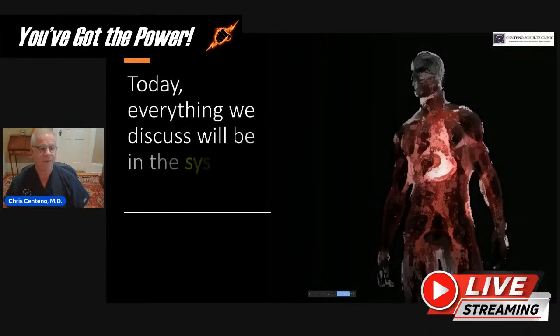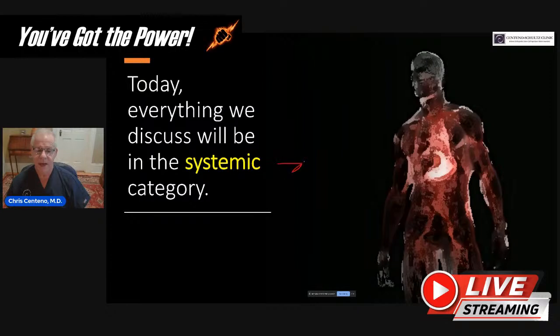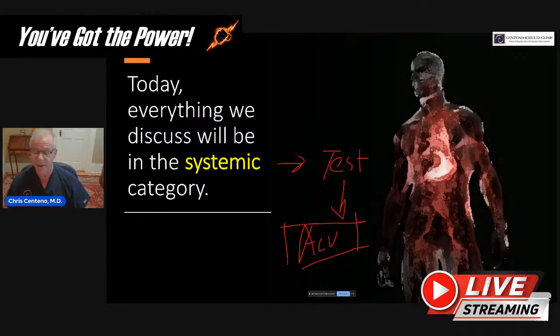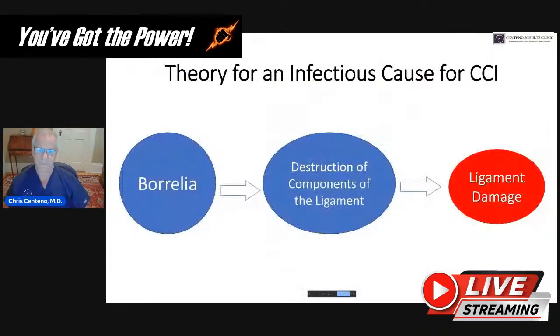So again, today everything we'll be discussing is in this systemic category, where making a diagnosis is reliant on a test result, and hence the accuracy of that test result is paramount. And oftentimes, we're not talking about FDA approved and monitored tests to make sure that they're accurate. So that's one of the problems with this entire category.